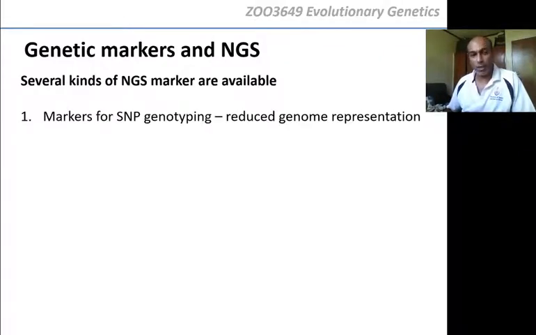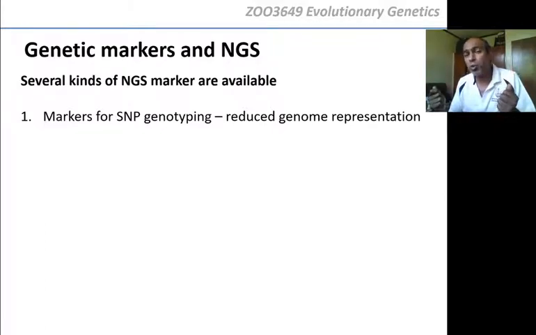So the cheaper ways of getting genome NGS data is to use what we call reduced genome representation ways. Those are basically markers that we use to genotype SNPs. We want to find out what the SNPs, the mutations across the genome, are. But we don't have enough money to sequence the whole genome.